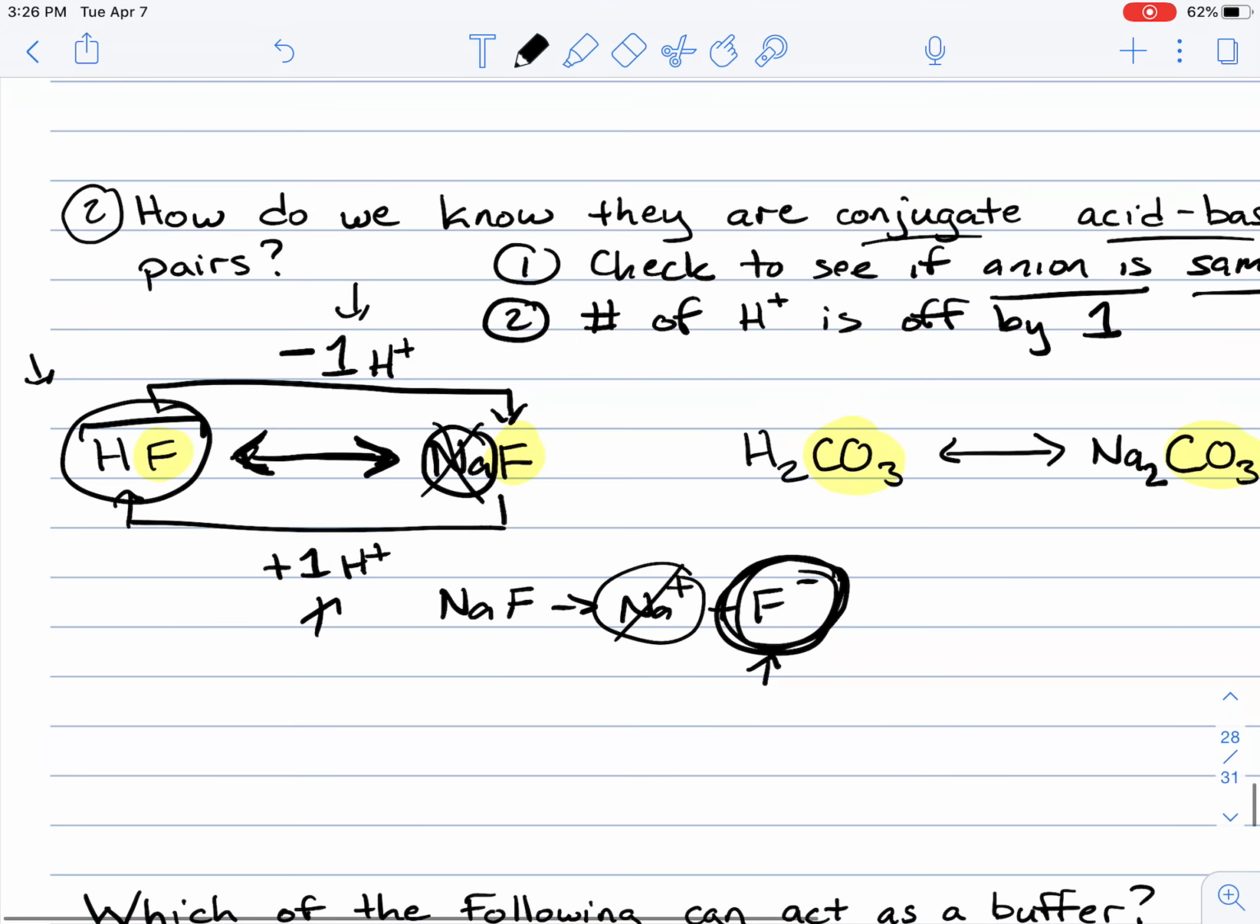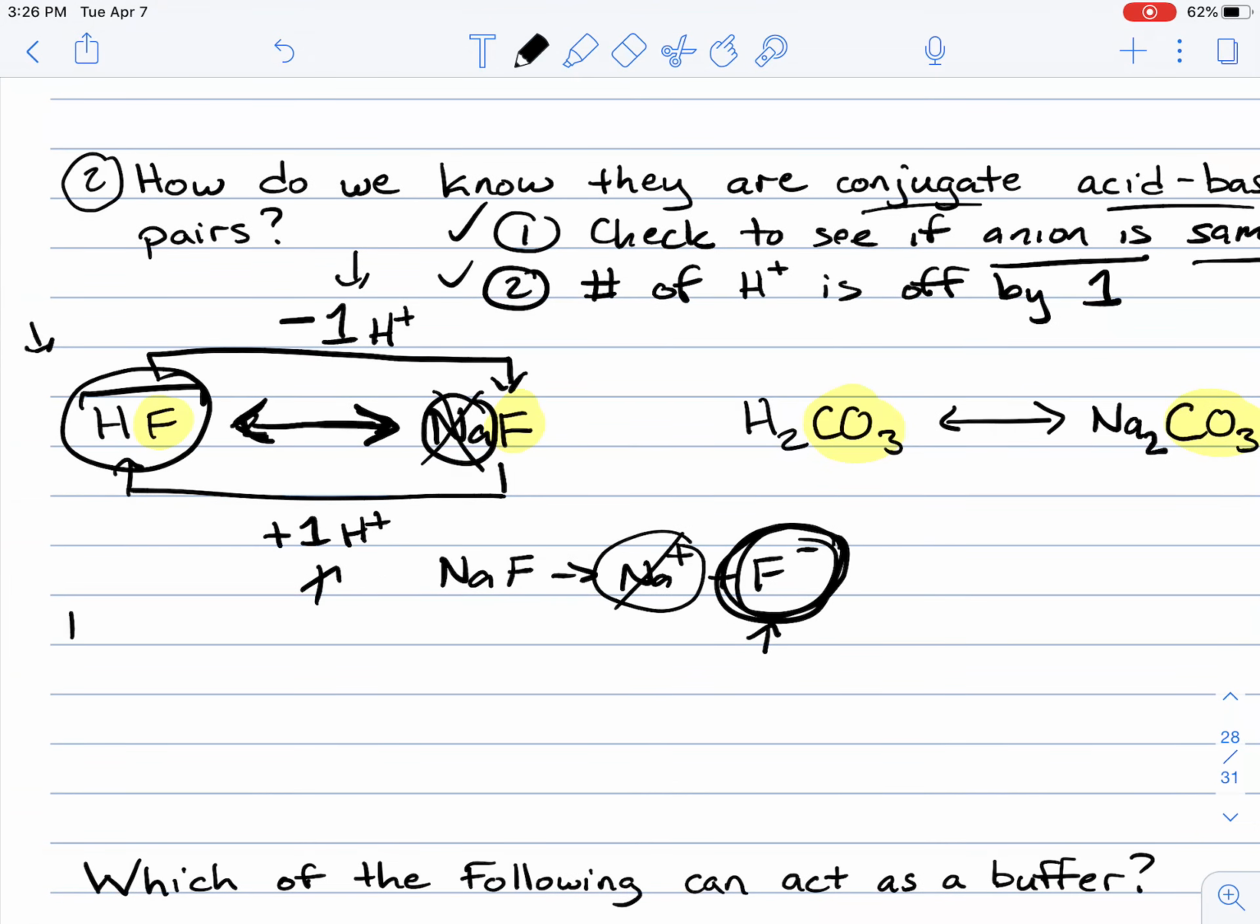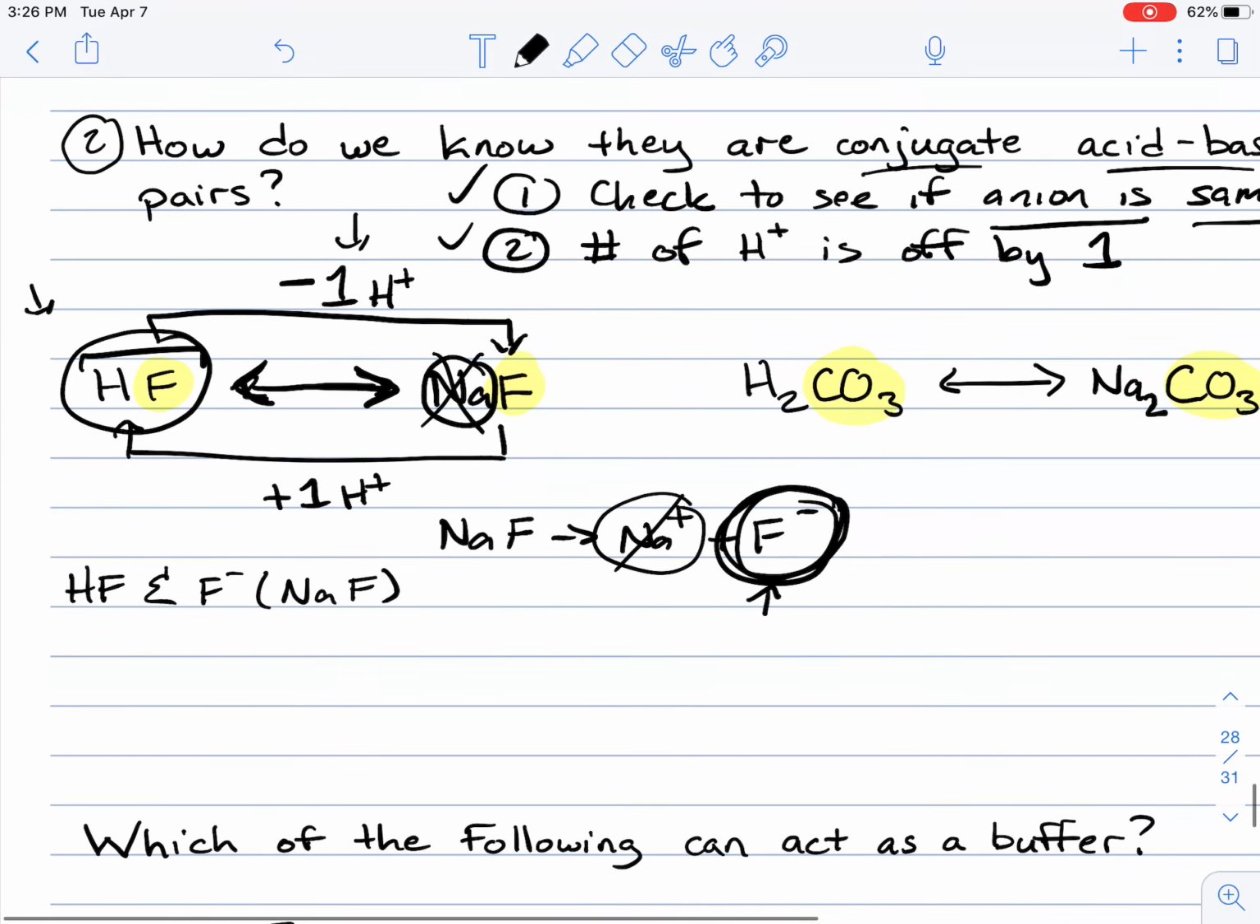And so since this example, HF to F minus, checks off both prerequisites, then we would say that HF and F minus, or NaF, are conjugates of each other. So they are conjugate acid-base pairs.